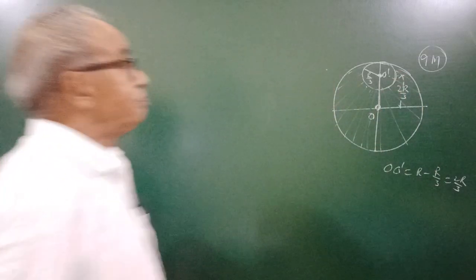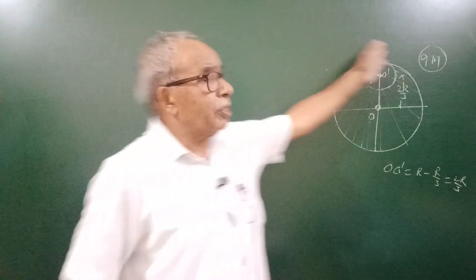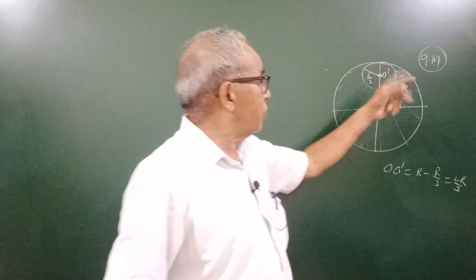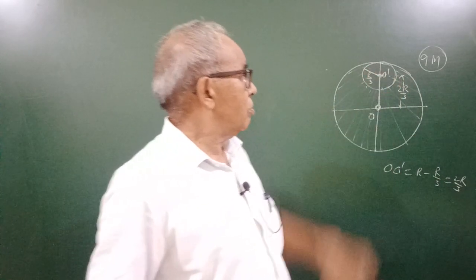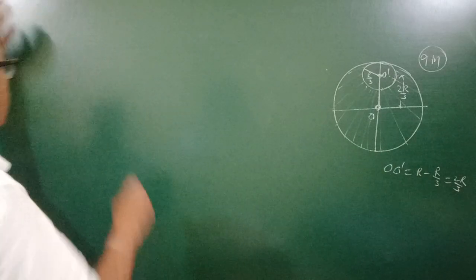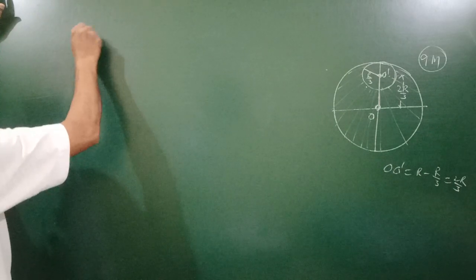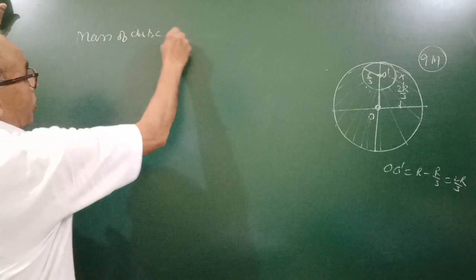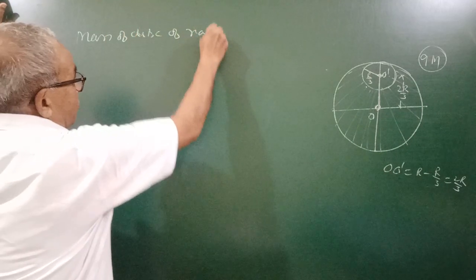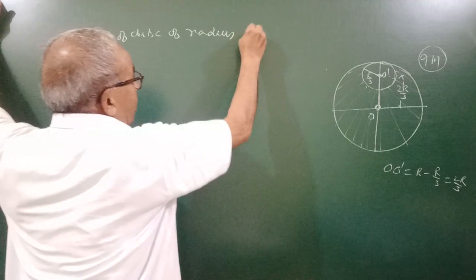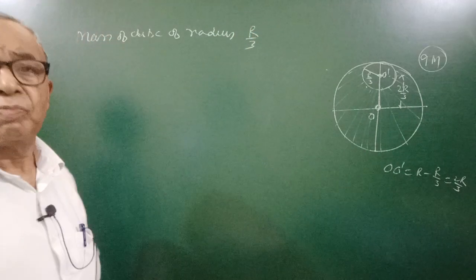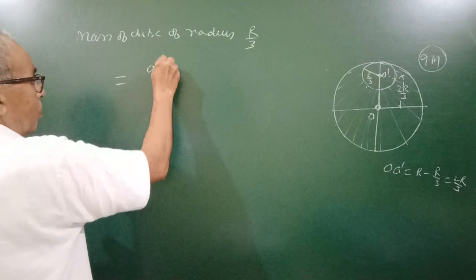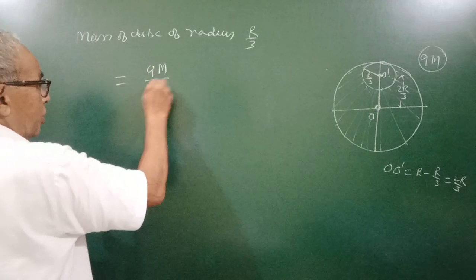So what to do? The total mass is 9m. How do we find the mass of the cut part? The mass of the disk of radius r/3 is equal to 9m upon pi r square, which is mass per unit area.